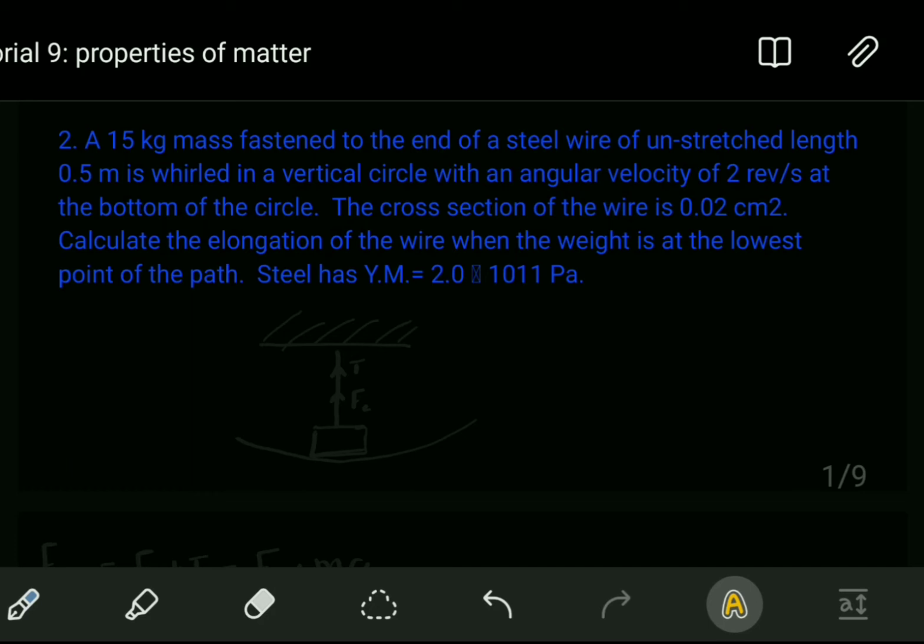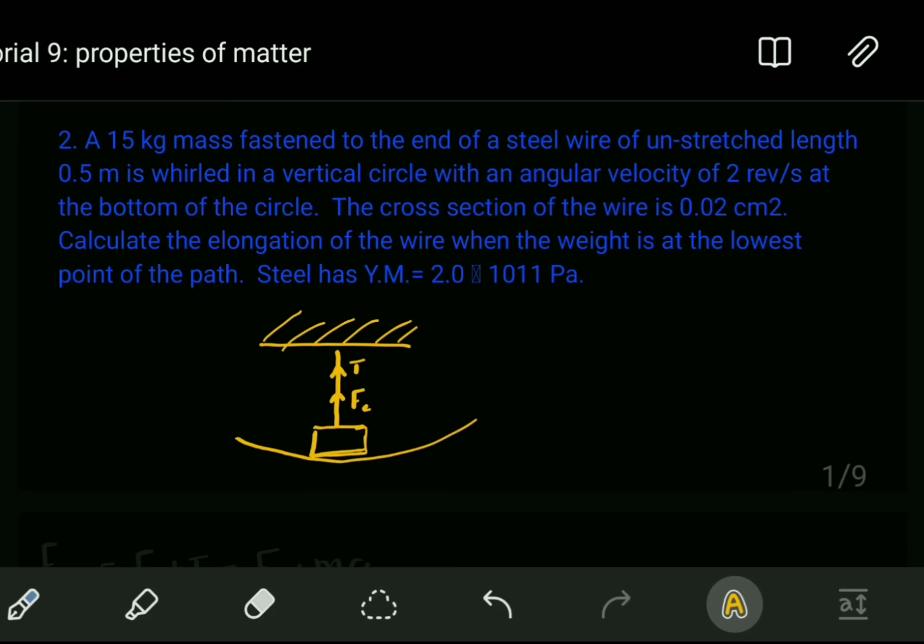Calculate the elongation of the wire when the weight is at the lowest point of the path, given the Young's modulus for steel as 2 times 10 to the power 11 pascals. Okay, so the diagram may look like this.